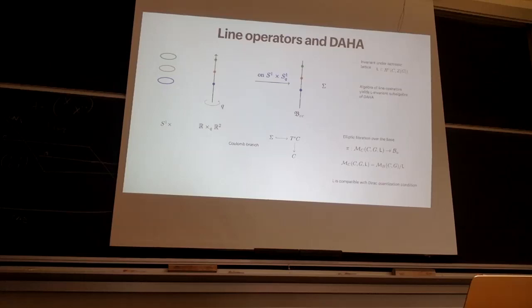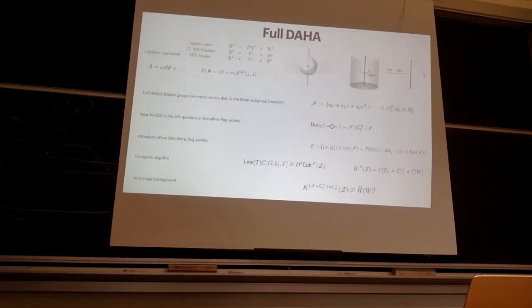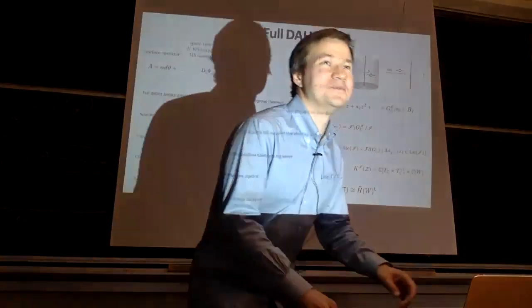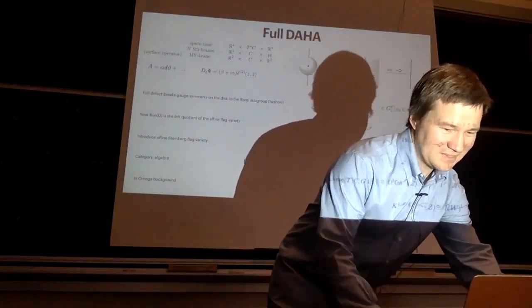So more formally, you have some category of line operators in this theory, right? Which is some D^b Coh of Z, where Z is this affine Steinberg variety. So those who work on Coulomb branches, those terms should be familiar, right? And you take K naught, the K theory of that category, and it will be spherical DAHA.